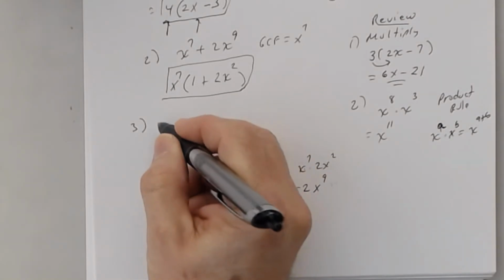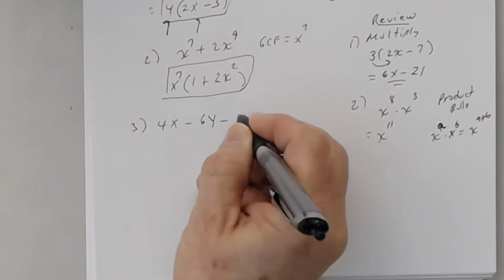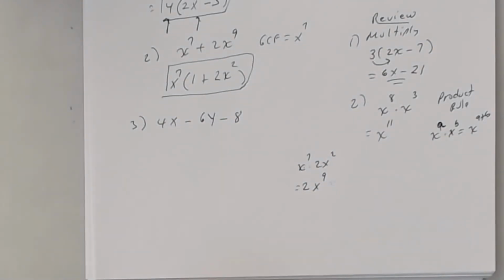I have 4x minus 6y minus 8. 4x minus 6y minus 8. How many terms are there? 3. Now, I want you to write down real quickly, don't say it out loud, and then check with your neighbor what you think the GCF is. Real quick.